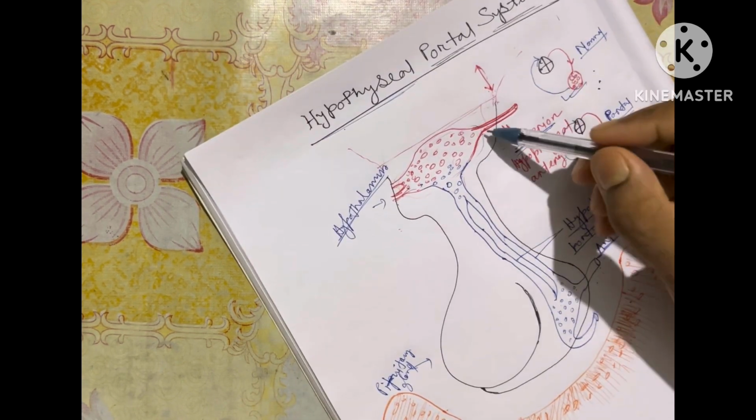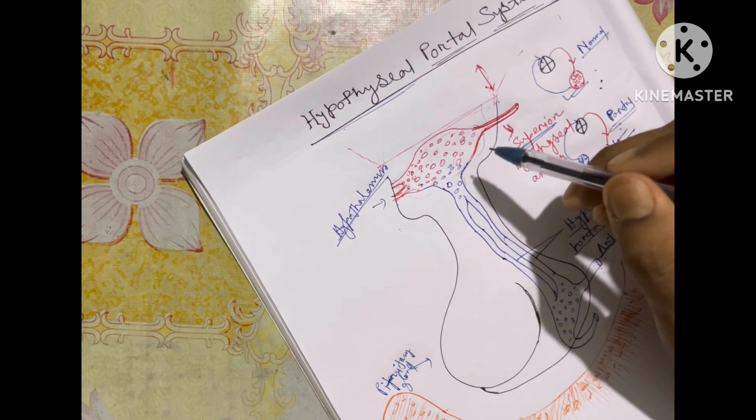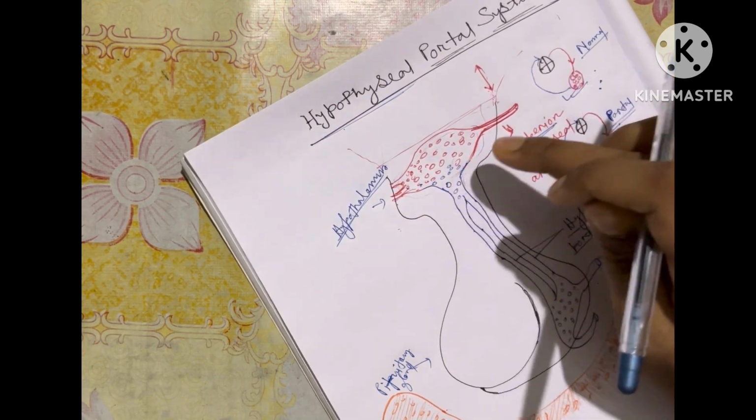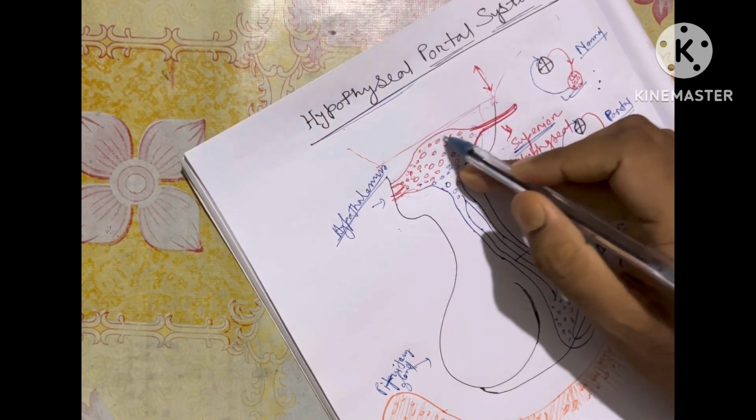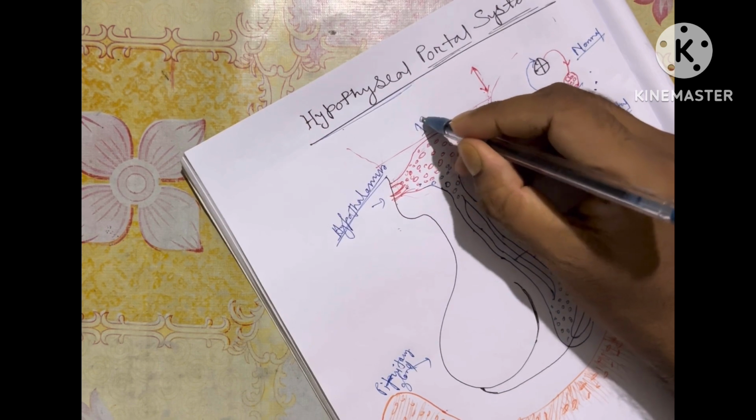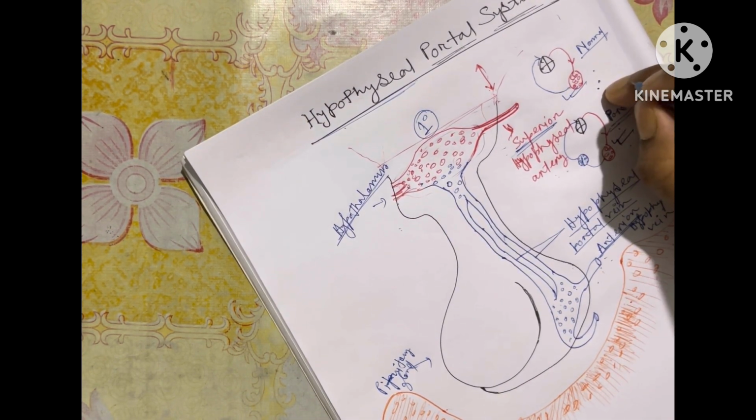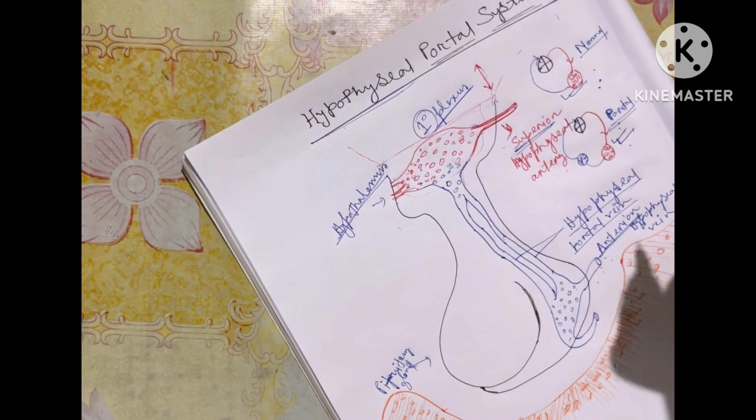The superior network is called the primary plexus of the hypophyseal portal system. As it is the first capillary network, that's why it is called primary plexus of the hypophyseal portal system. I am only writing plexus.